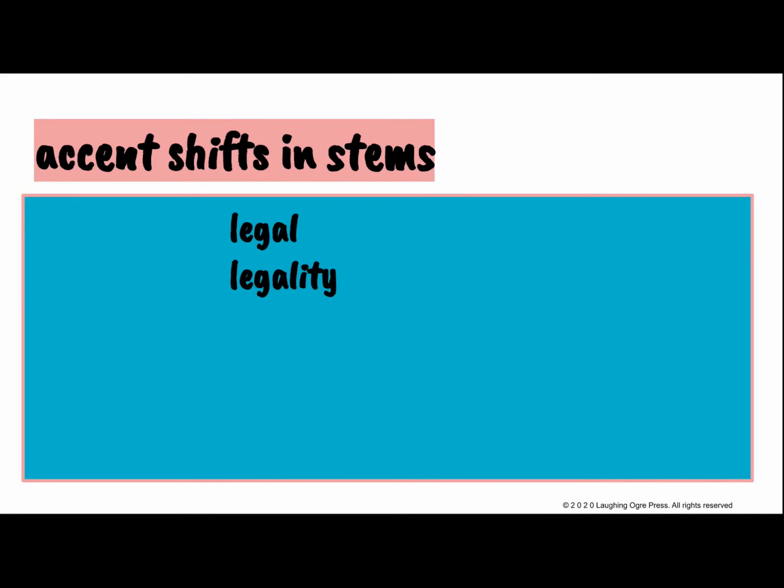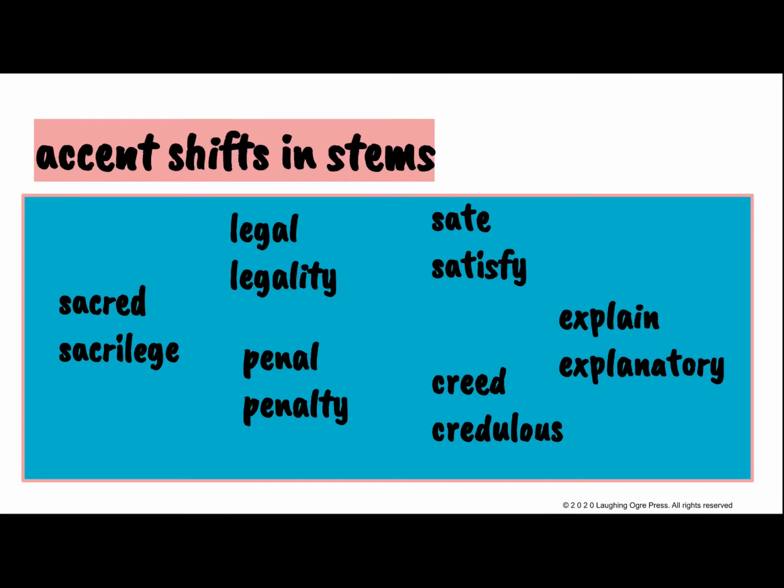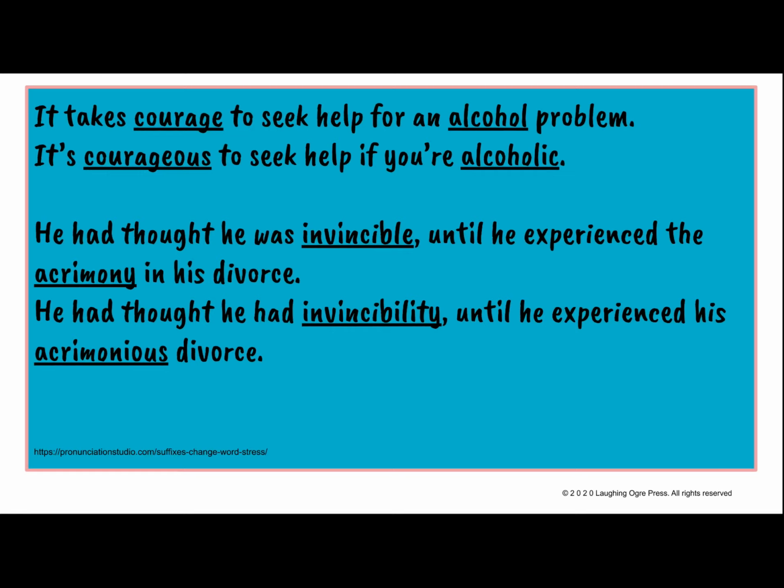So now we've got accent shifts in stems. We can see that we go legal to legality, penal to penalty, creed to credulous, sate to satisfy, sacred to sacrilege, explain to explanatory. It also happens in sentences. So notice what happens to courage and alcohol when we add the suffix.